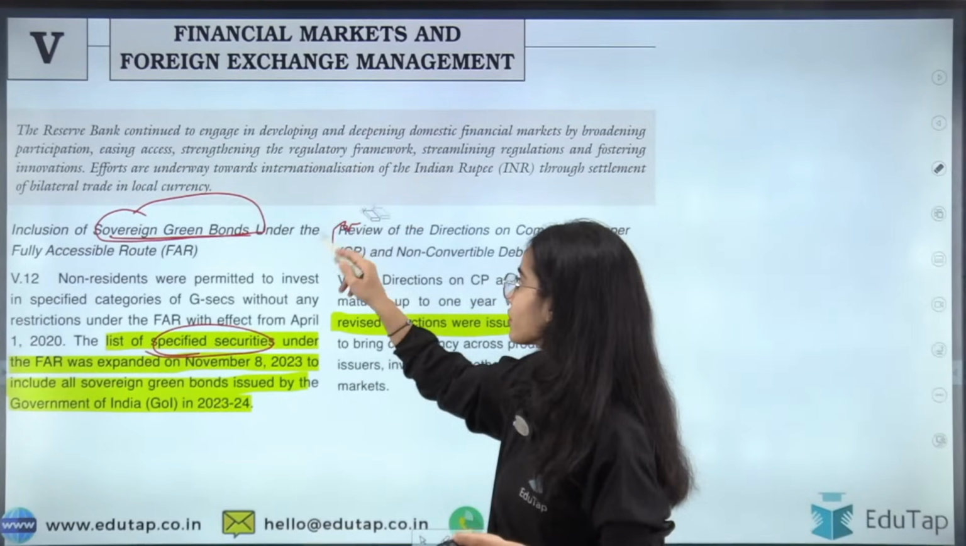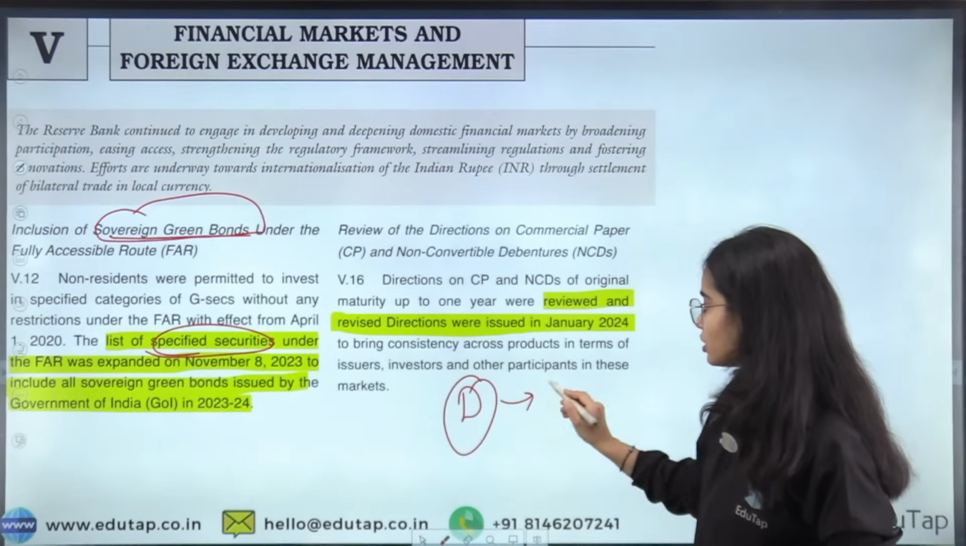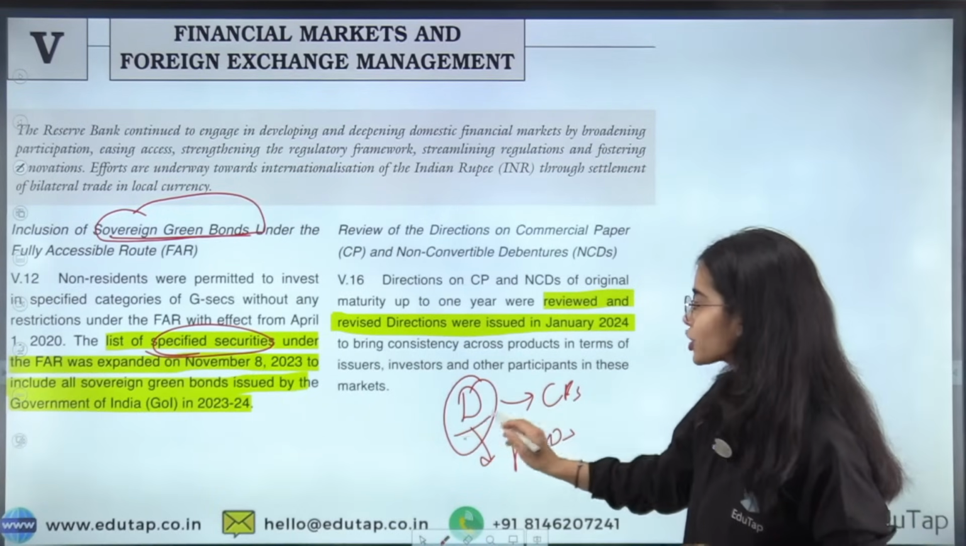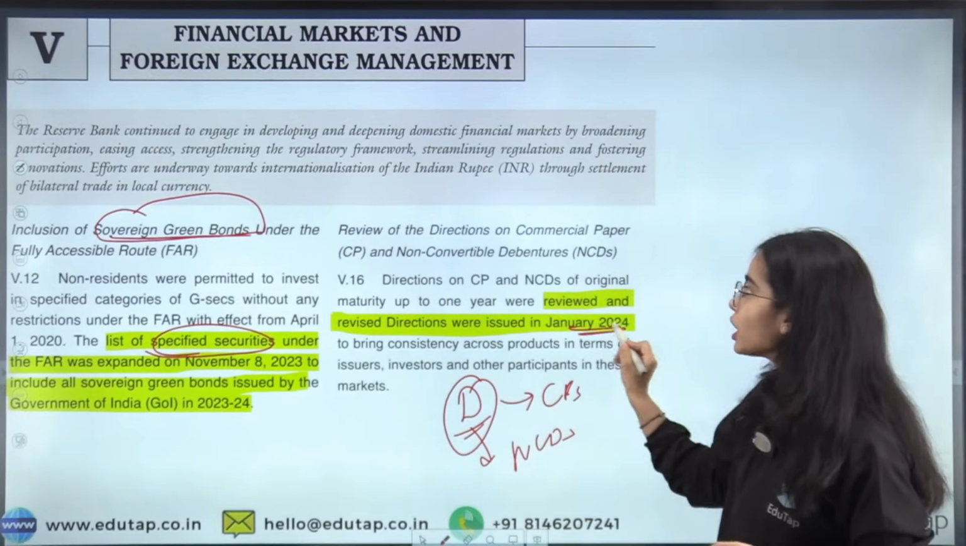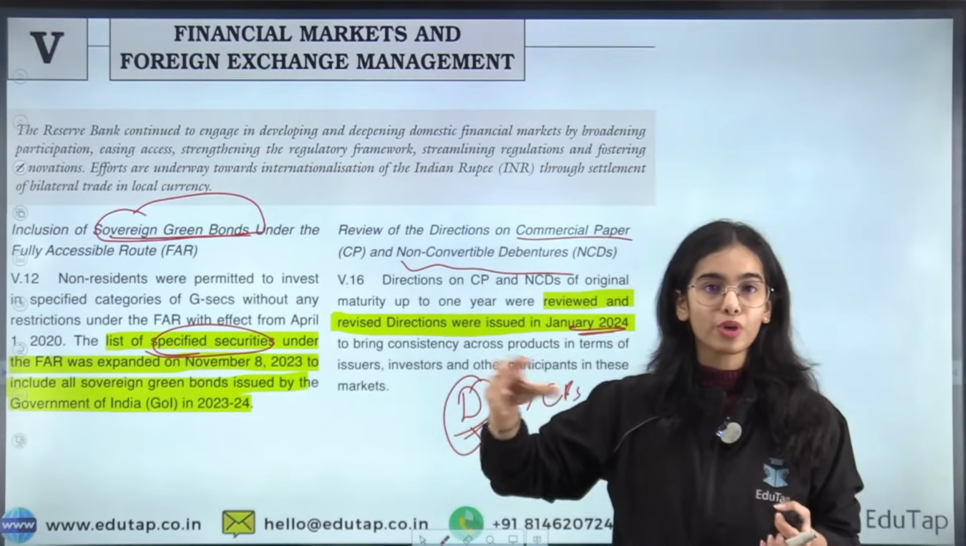Second, we have completed this. Directions were released in January 2024 for commercial papers and non-convertible debentures that have a maturity of 1 year.